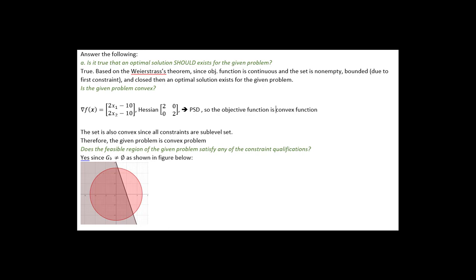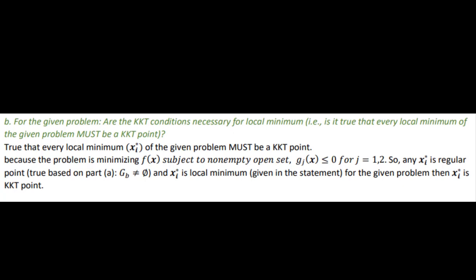Slater's condition requires only a strictly interior point, only one? No, if you have nonlinear constraints, the first requirement is that the nonlinear constraint should be convex. Okay. Then, for the nonlinear constraint, you should find a strict interior point. This point should be feasible. A feasible point which is strictly interior for the nonlinear constraints.